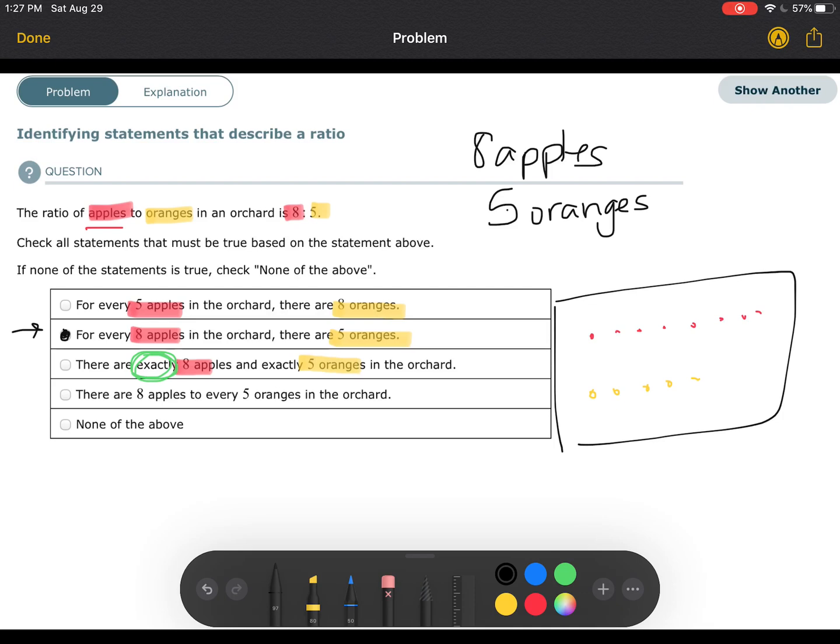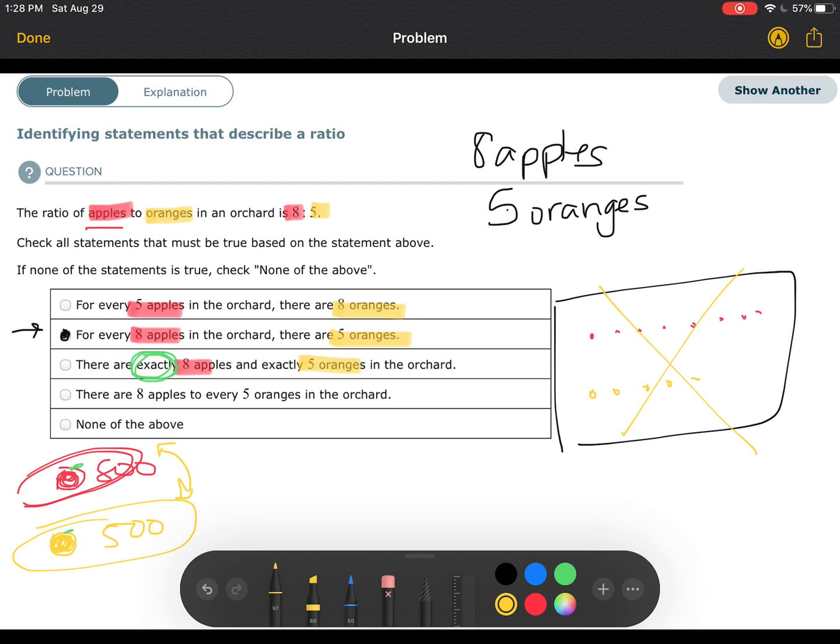Okay. Now this is saying for every 8 apples in the orchard, there are 5 oranges. Now this is different because that's saying there could be like 400, or let me say there could be 800 apples, right? Put a little leaf on my guy right there, and there could be 800 of these guys, right? And there could be 500 oranges. They have a little leaf sometimes too. So there could be 500 of those. But as long as it's in the same proportion, that's correct.